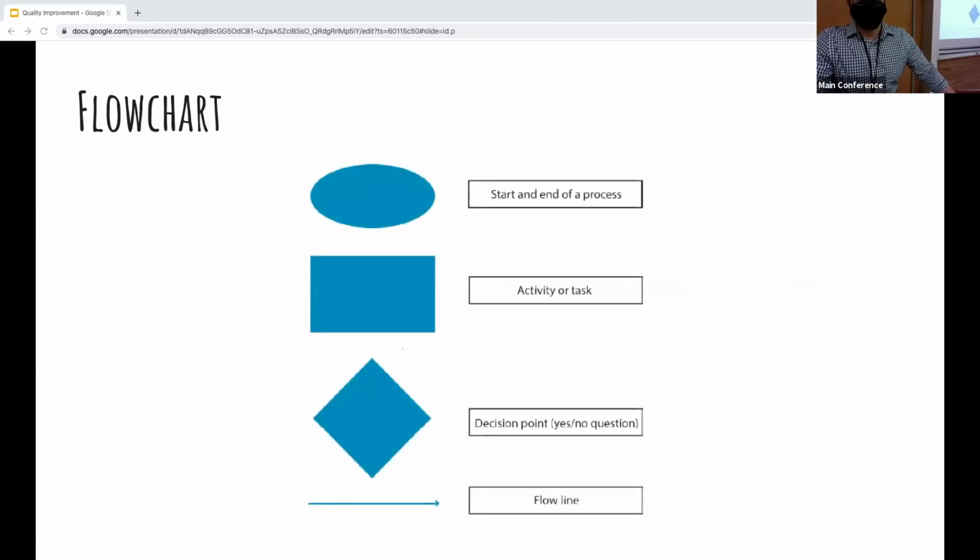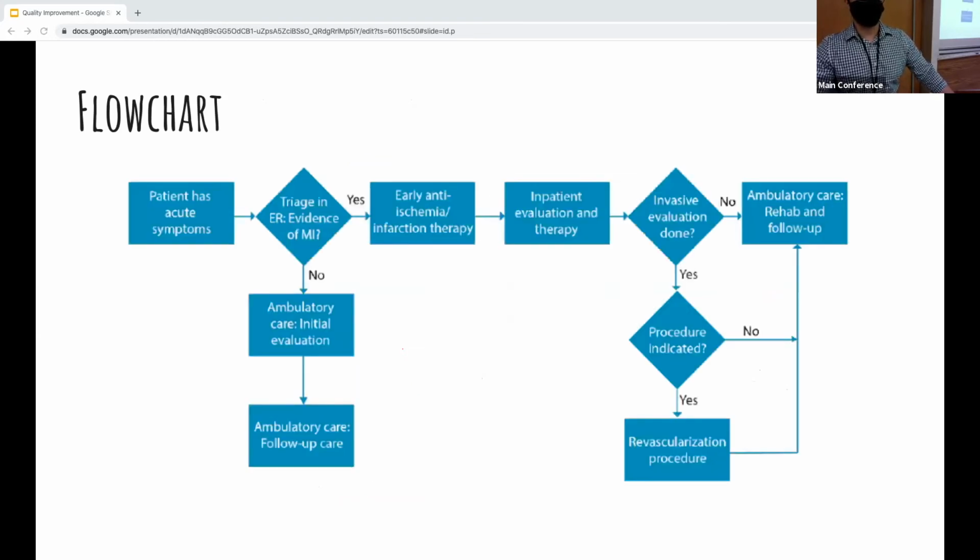Next is a flowchart. You guys have probably seen this before. It's a process map. It's a representation of how one part in a system experiences that system, for example, how a patient experiences triaging. This will help you look at the process and understand how that one part experiences it. You can maybe look at areas of weakness or areas for growth.